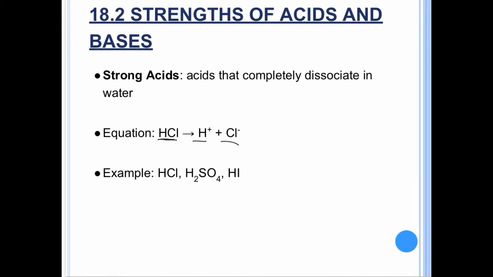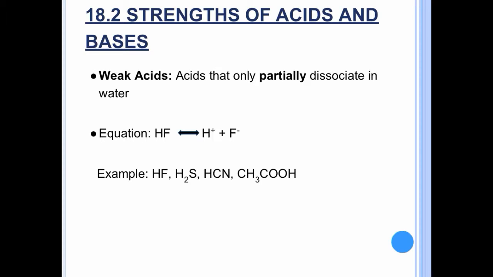So there's no difference between the number of hydrogen chloride units you put in and the number of hydrogen ions you get. And examples of strong acids are here. We've got hydrochloric acid, sulfuric acid, and hydroiodic acid.